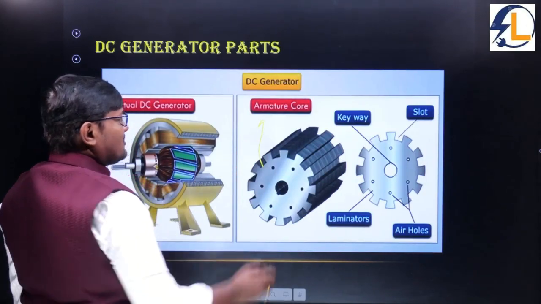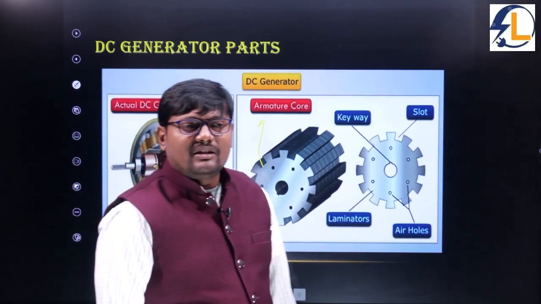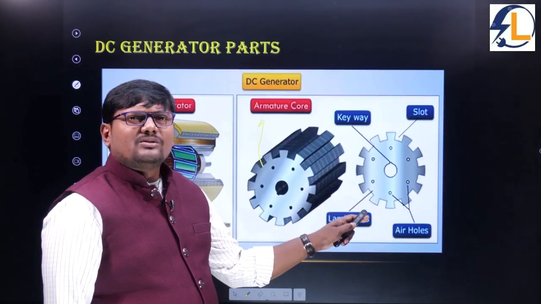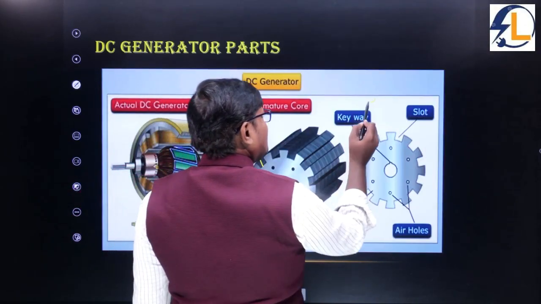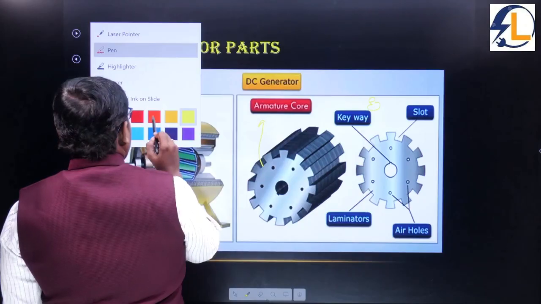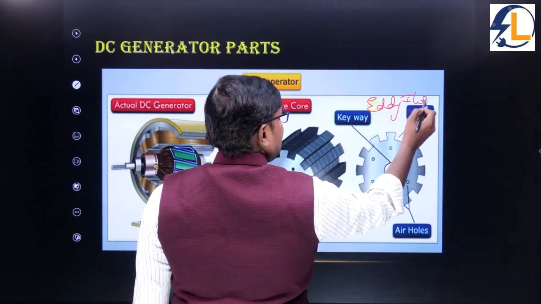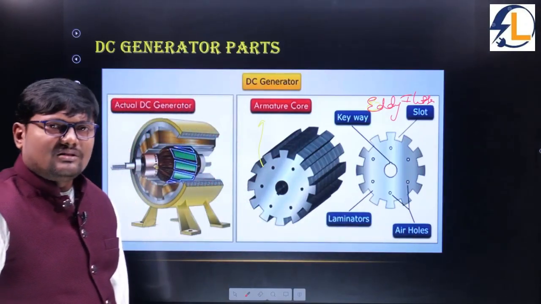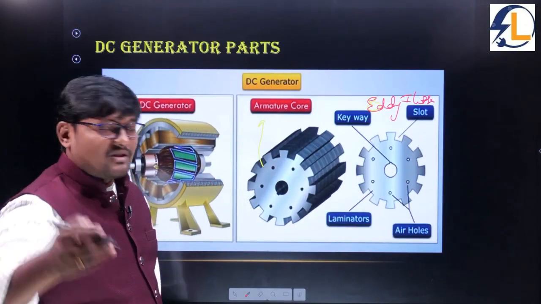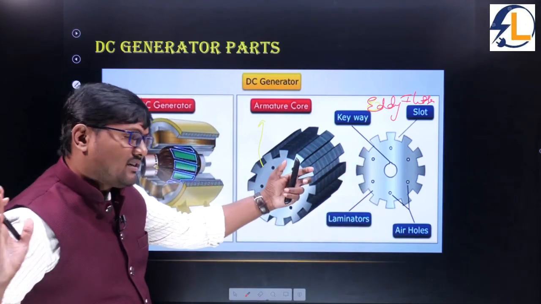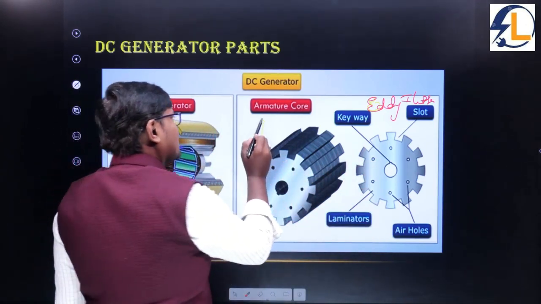And this is the most important part. This is called the armature core. Now you can see how the laminations are made here, and the laminations are provided in order to reduce the eddy current losses. I think you may have a doubt, in transformers also how the laminations are provided. All these laminations are clubbed together to form the core, called the armature core.